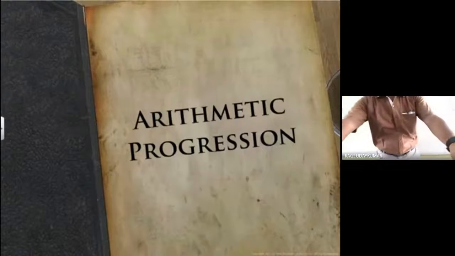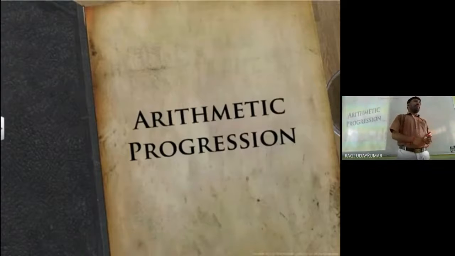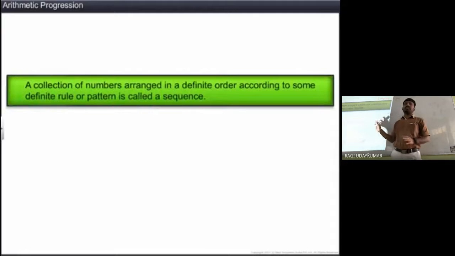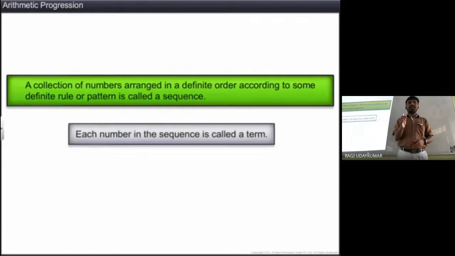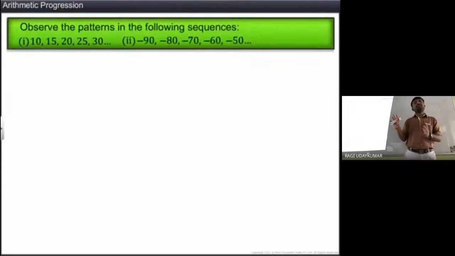Arithmetic progression. So already you have learned about the arithmetic progression in the class. Let us revise all the things you have learned. A collection of numbers arranged in a definite order according to some definite rule or pattern is called a sequence. Each number in the sequence is called a term. The nth term is denoted by an.